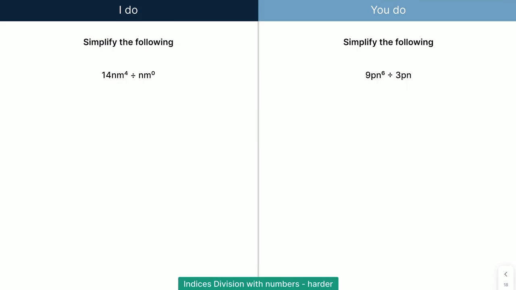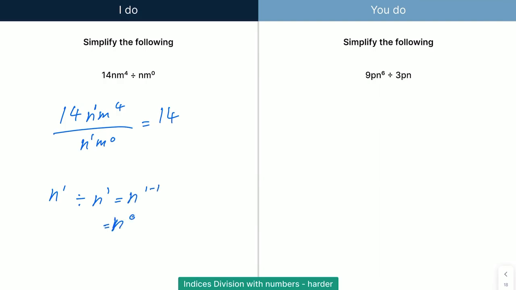So moving on, again, writing this as a fraction. Right, so 14 stays, the n's cancel out. Now notice, this is the same as saying, well, what is n to the power of 1 divided by n to the power of 1? That'll just be n to the power of 1 minus 1, which is equal to n to the power of 0. Now you can write n to the power of 0 here, but n to the power of 0 is just 1. Any number raised to the power of 0 is just 1.